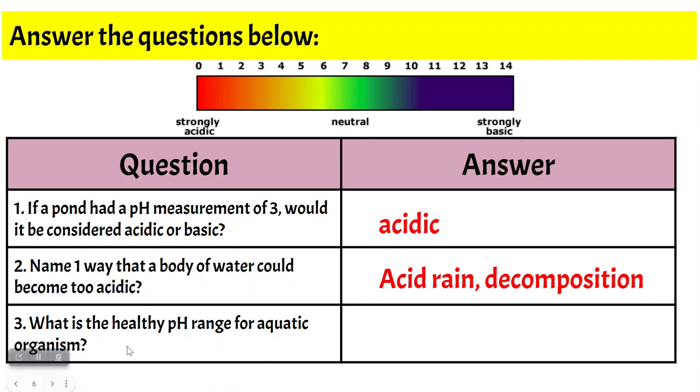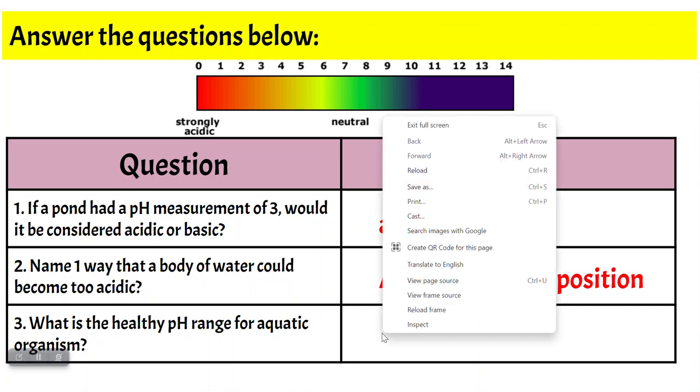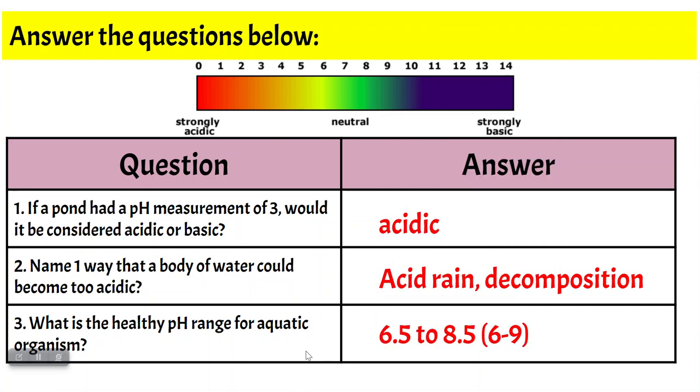And third, what is the healthy pH range for aquatic organisms? Sorry, I'll try to change that in a minute. So the healthy pH range, this is posted all around the classroom with a bright yellow banner that says normal abiotic ranges. But we're going to say that our healthy pH range, generally we're going to say 6 to 9. Some sources are going to show you 6.5 to 8.5, but we're generally going to call it 6 to 9.